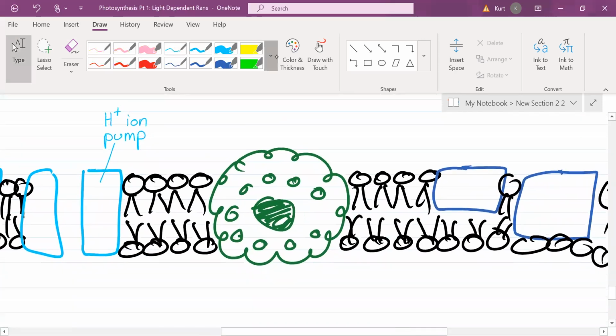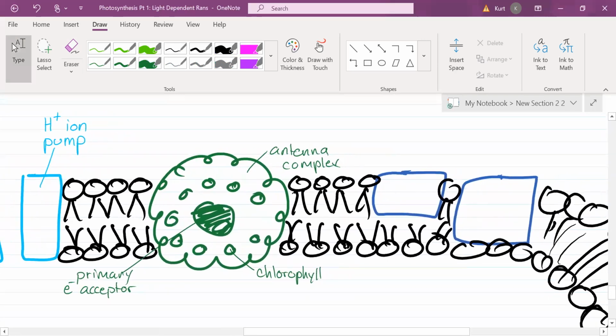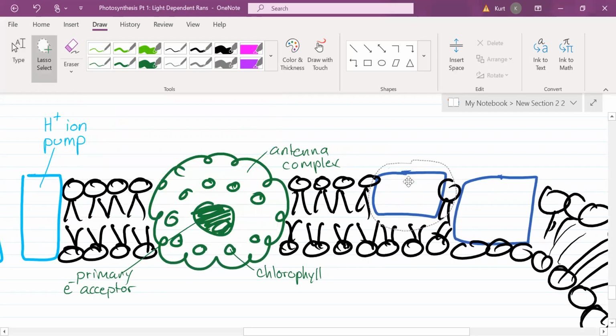Okay, next one in line. This is another antenna complex. These little circles here are chlorophyll pigments. And this thing in the middle is a primary electron acceptor. Then you have another little ferry protein. It goes back and forth, then back and forth.